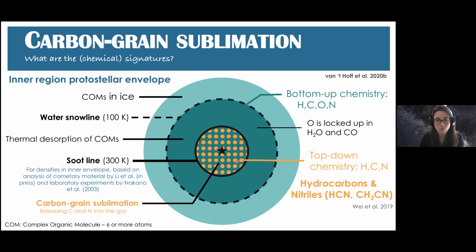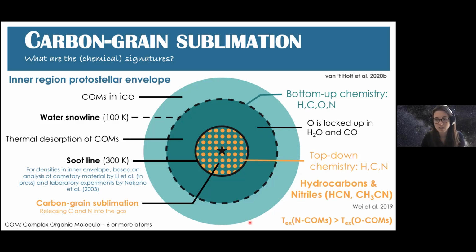So we expect, therefore, an enhancement of these hydrocarbons and nitriles, and maybe even more complex nitrogen-bearing molecules inside the snowline. And since this inner region is warmer, we might expect those nitrogen-bearing molecules to have higher excitation temperatures than oxygen-bearing molecules, which will be more uniformly present out to the water snowline, so also more present in colder regions.